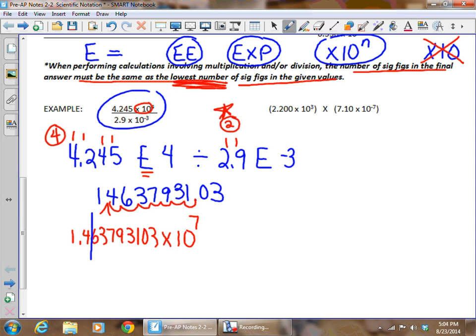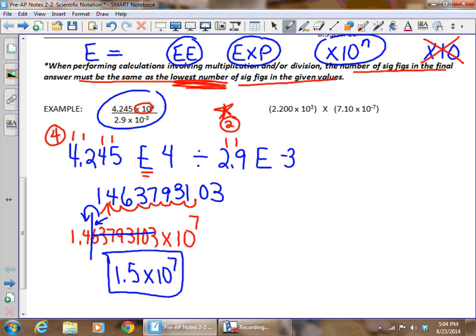Our target number, the value right after the sig fig line, is the 6. That 6 is 5 or greater. It's bigger than 4, so we're going to need to round up. And since it's scientific notation, the beauty part is we always just drop everything else. So the answer we report is going to be 1.5, drop everything else, times 10 to the 7th.